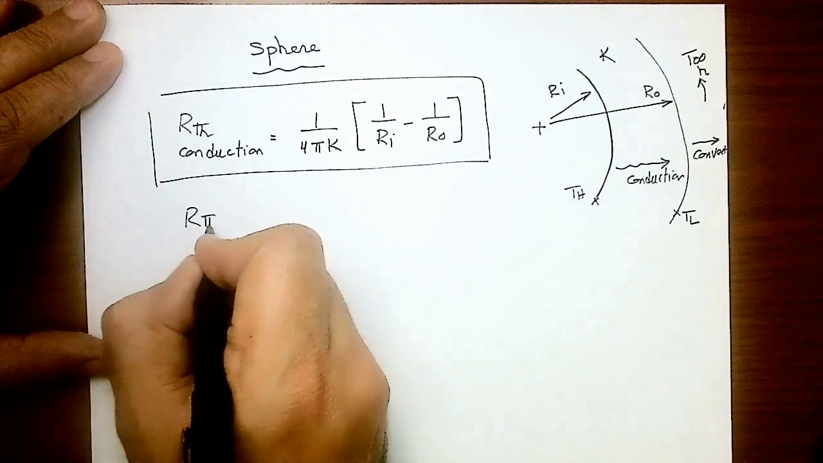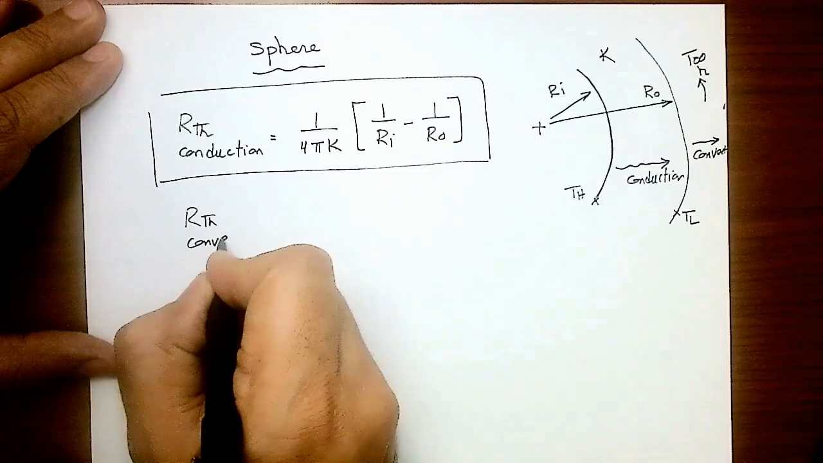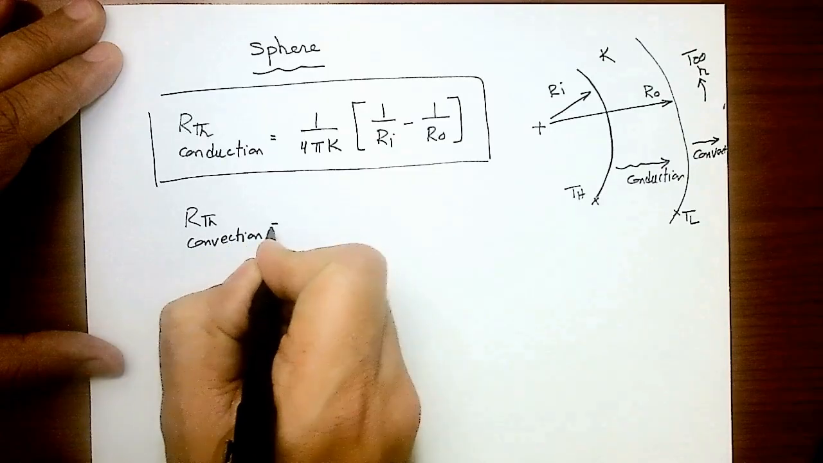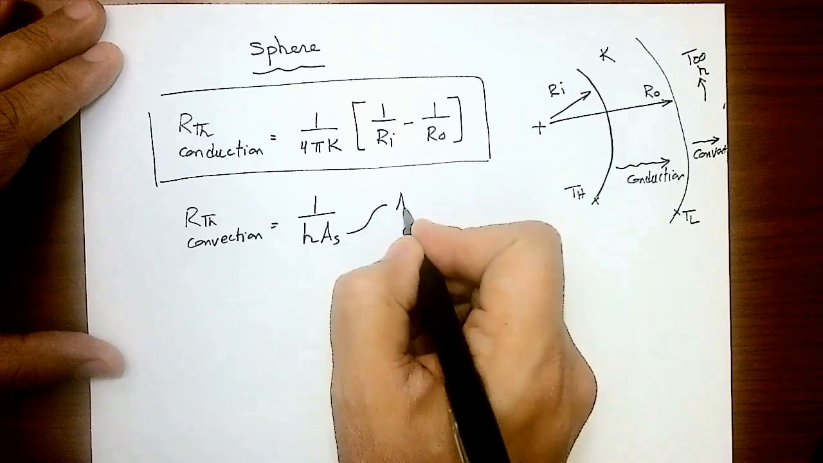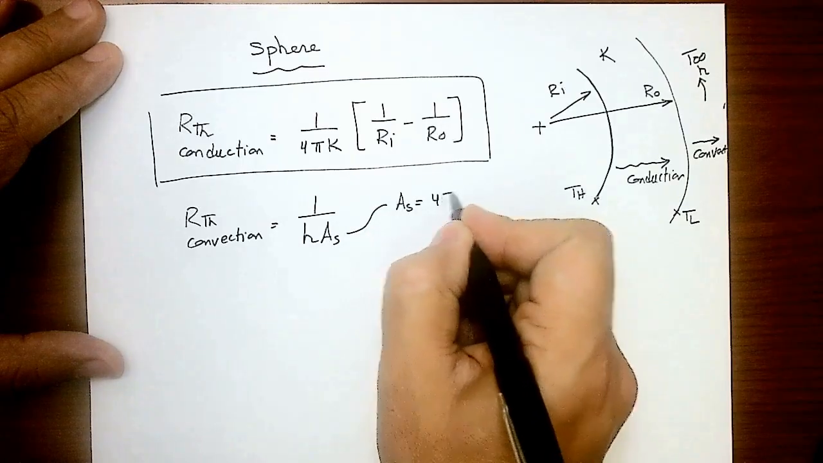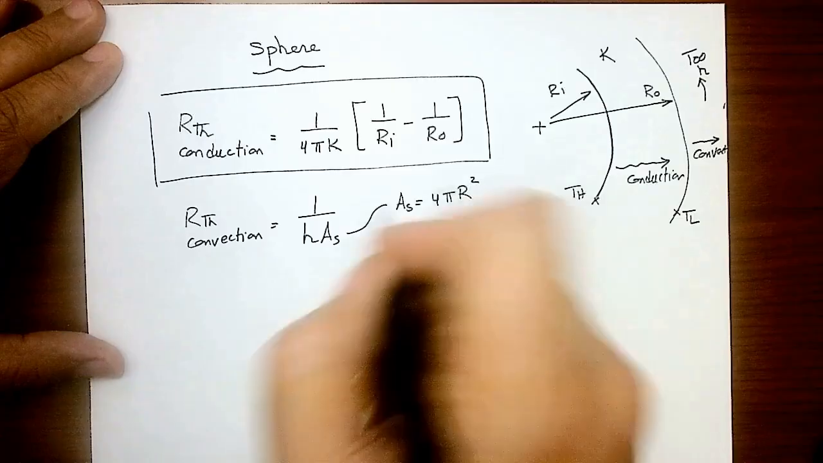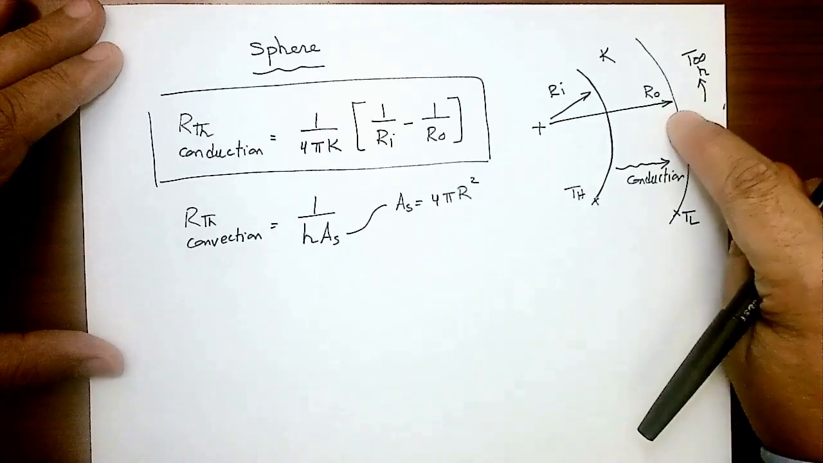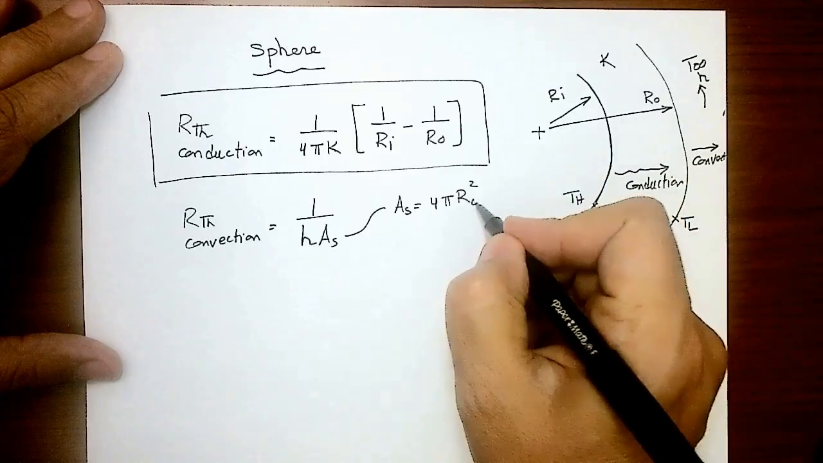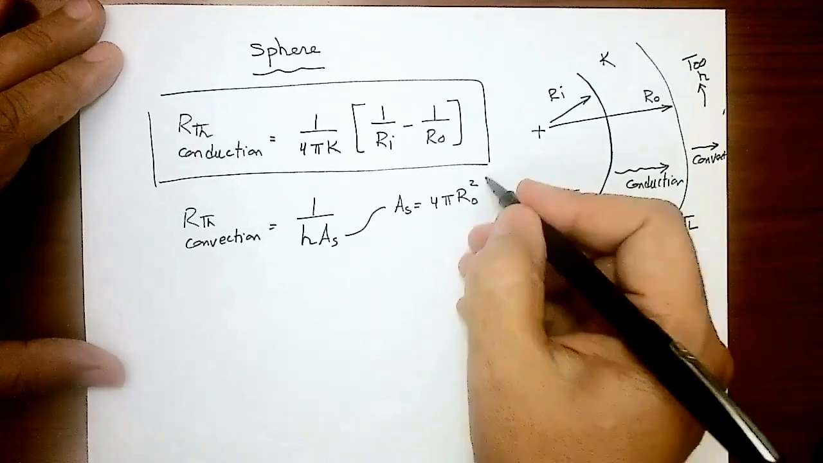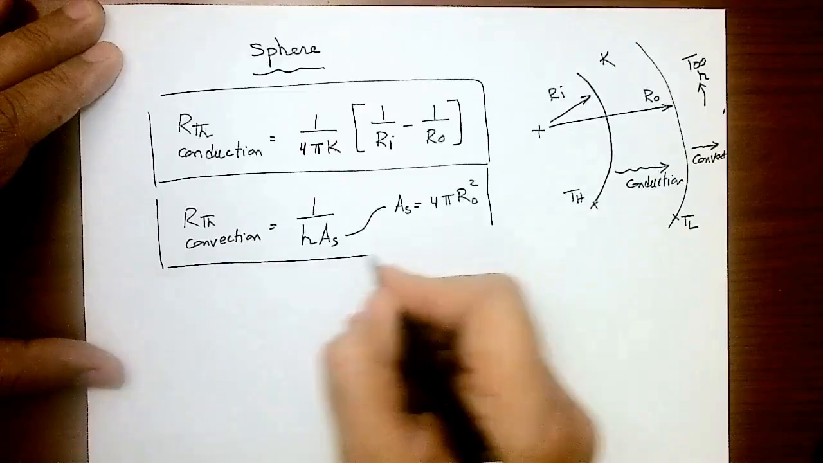What about the convection? Our thermal convection resistance is still the same. It is 1 over h times the surface area. In this case, what is the surface area of a sphere? 4 pi r squared, where the convection is happening with the fluid in contact with the outer radius, so this would be r out squared. So that's the convection.